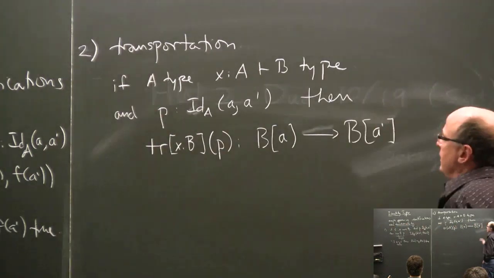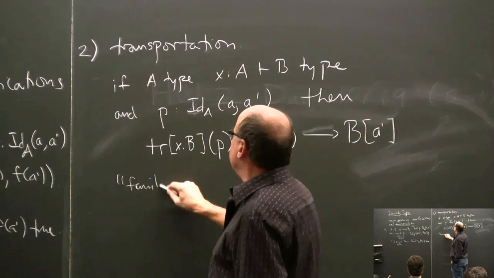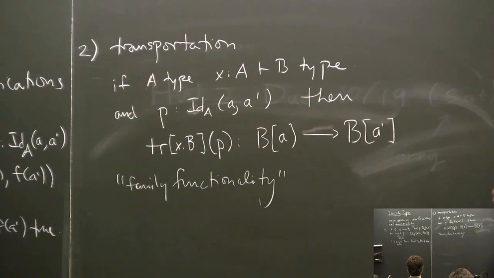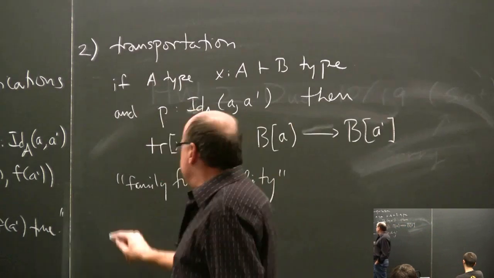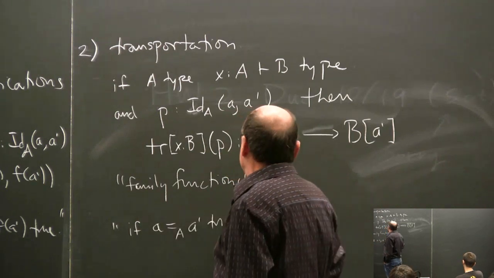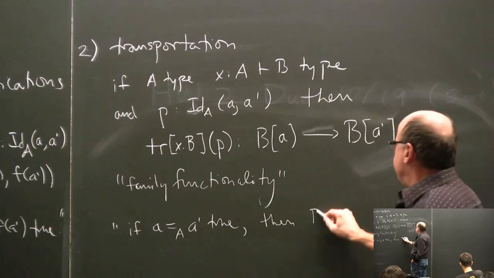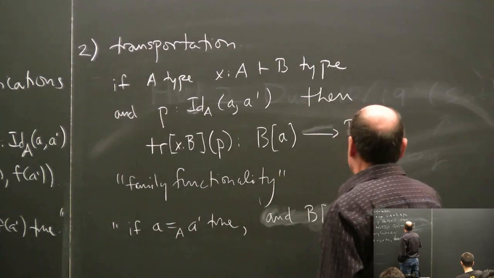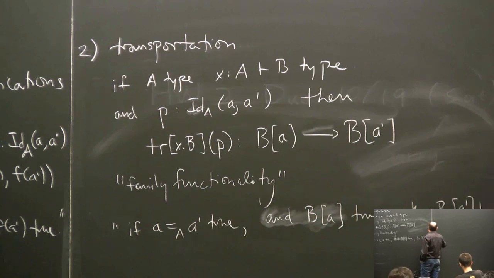Okay, so this was the notion of the transport property, and it's a kind of functionality for families, you might call it. Okay, so let's go family functionality. And in fact, that's the origin of this term, which I'll explain later. So this is a kind of family functionality. And from the point of view of logic, the logical reading of this says: if it's true that a is equal to a prime, and B of a is true, then B of a prime is true, if you read it as a principle of logic.